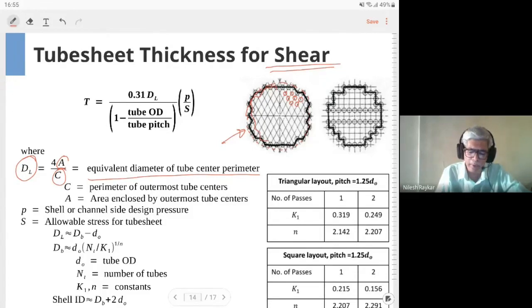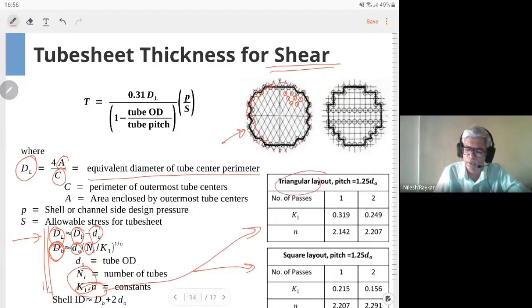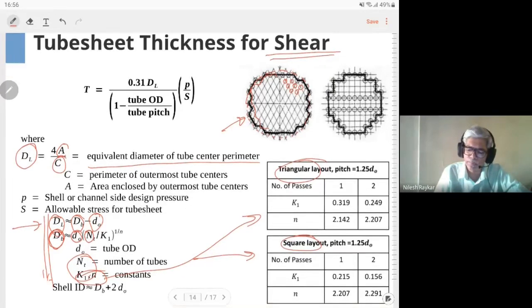For doing some approximate calculations, which can be done during the estimation stage of engineering, one uses a method given in the bottom part of this slide. In this case, DL is approximated as the tube bundle diameter minus D naught, and the tube bundle diameter is given in terms of the number of tubes, the size of tube, and some factors K1 and N, which are defined in this table. For triangular layout and square layout there are different tables, and they give you the values of K1 and N depending on the number of passes.